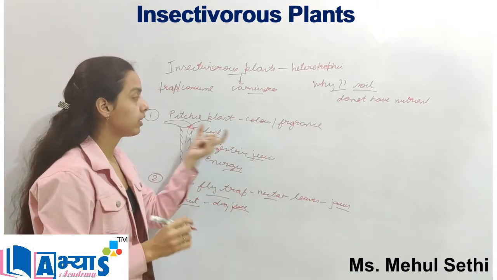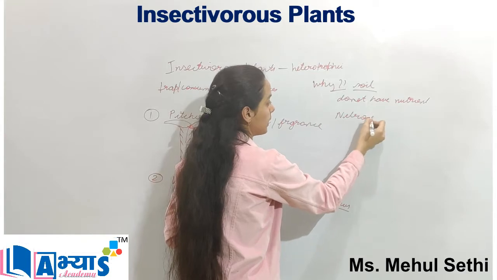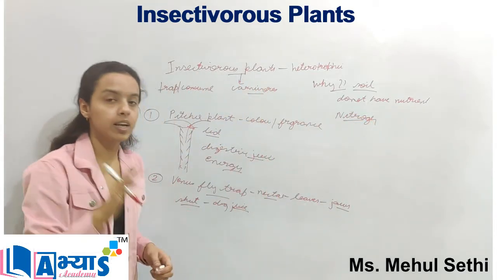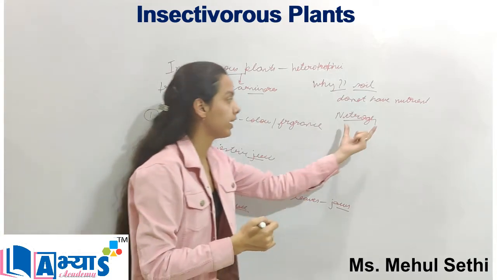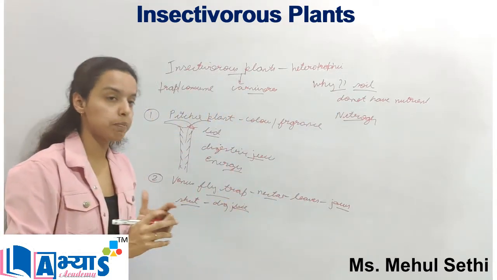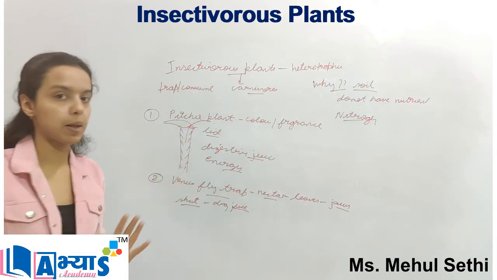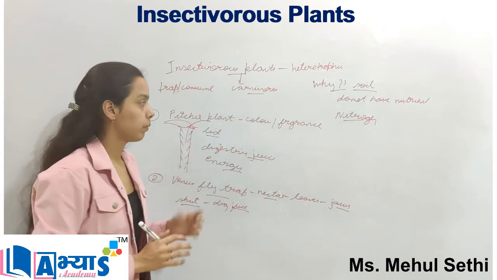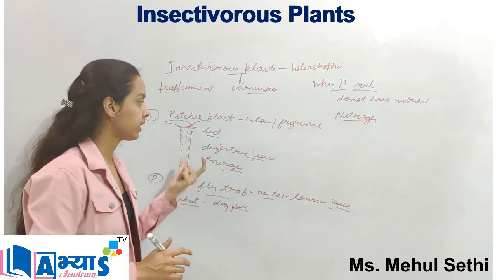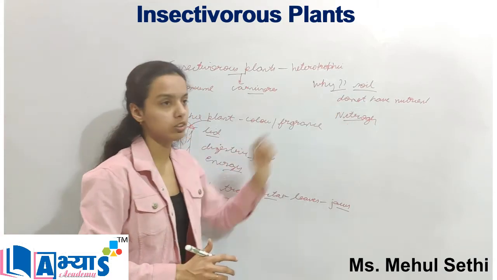Basically they trap those insects which have good nitrogen in them. They grow in soil which does not have nitrogen, so they trap insects which have nitrogen so that they can balance the requirement of nitrogen. So these two were the important examples of insectivorous plants, or we can say carnivorous plants, because they trap the insect and gain energy from that insect. Basically they gain the nitrogen from that insect.